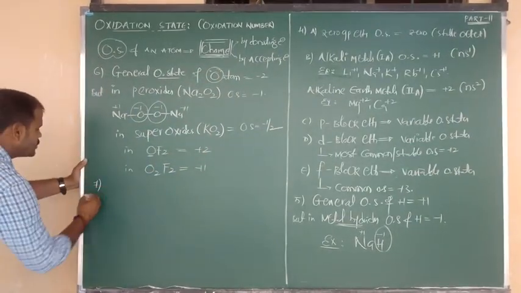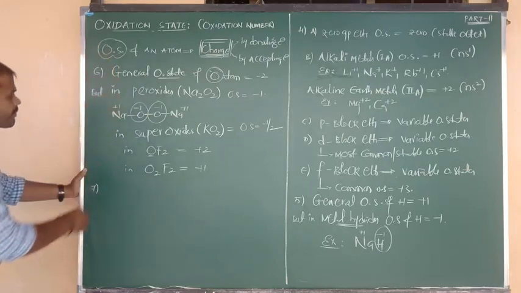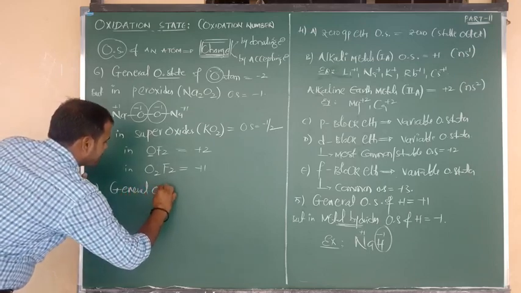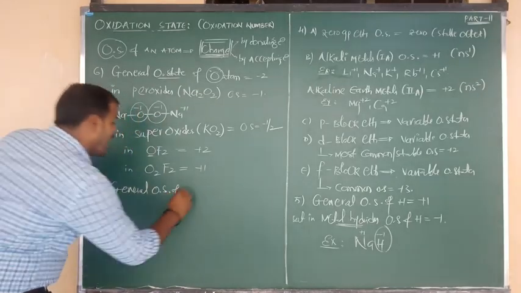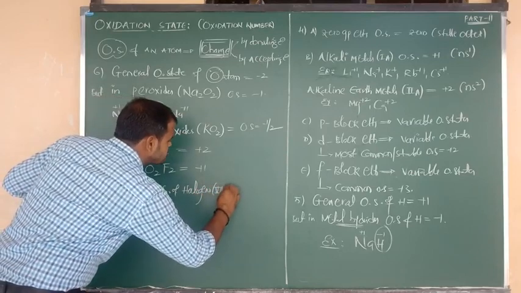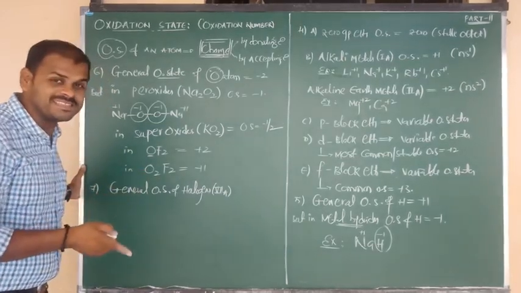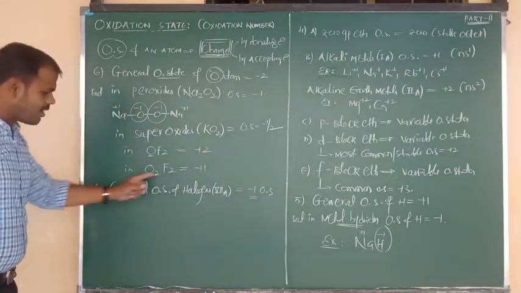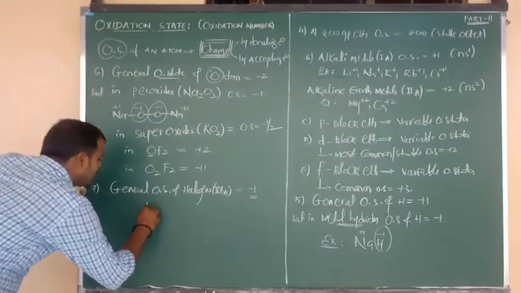Okay, fine. The last rule I am going to tell you is the general oxidation state of halogens. What is meant by halogens? Halogens are the group 7 or 7A group elements. So what is the formula? Group number minus 8, that means 7 - 8. You will get the charge, which is the -1 oxidation state. So the general oxidation state of halogens is -1.